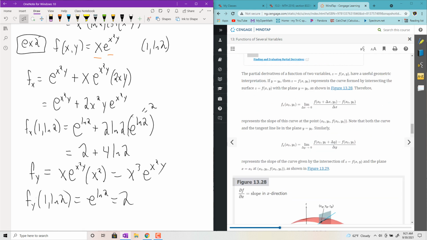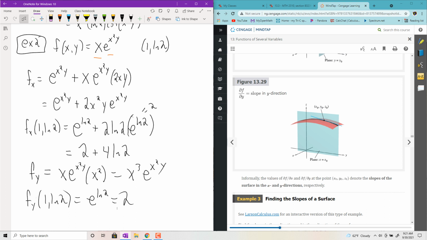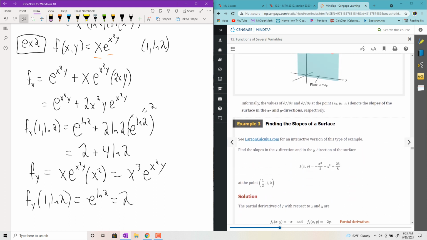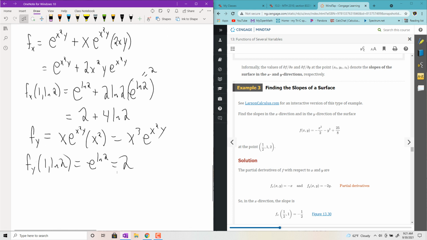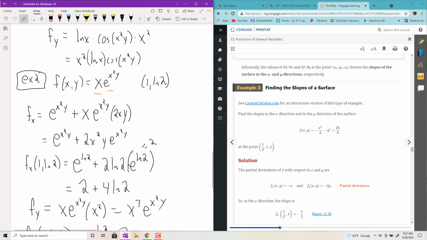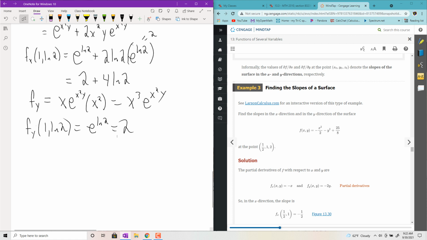Did they give you a nice picture? I think this is the picture for it, maybe. We kind of already looked at those pictures, but anyways. Finding slopes of a surface. So I mean, that's what we just did. We found the slope on this surface in the y direction and the slope on the surface in the x direction. This is just another exercise in that regard.